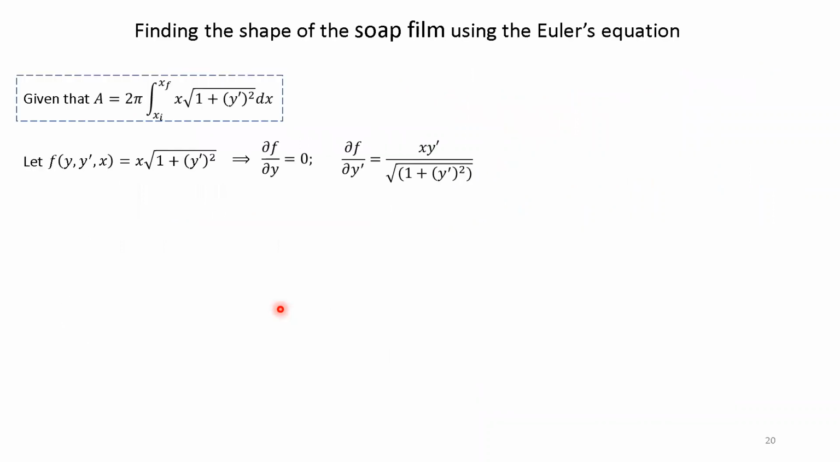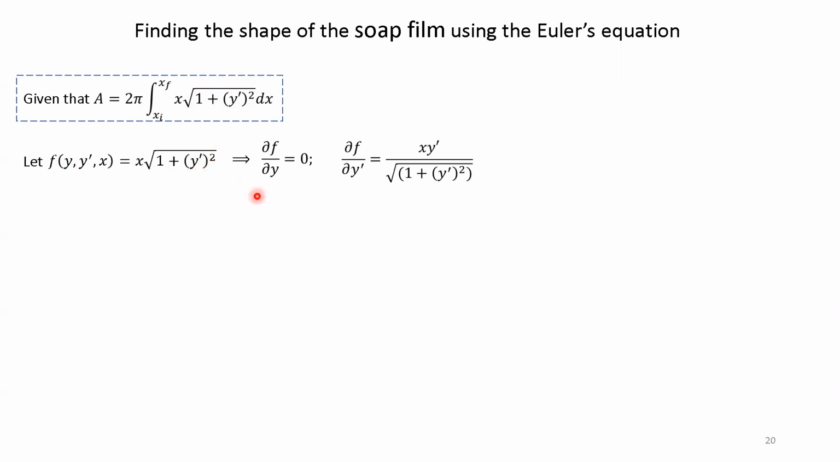So the brachistochrone problem is what we had last time, and then this soap film problem. Again, the value is given by an integral, and what we input is y as a function of x, such that I want this whole integral to give the minimum value. Here you can see that the integrand is this expression, so I call this f, which is x times the square root of this whole thing.